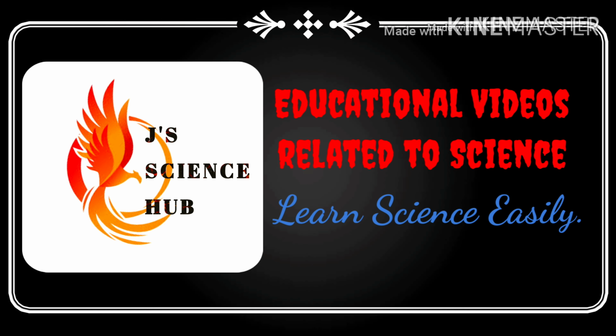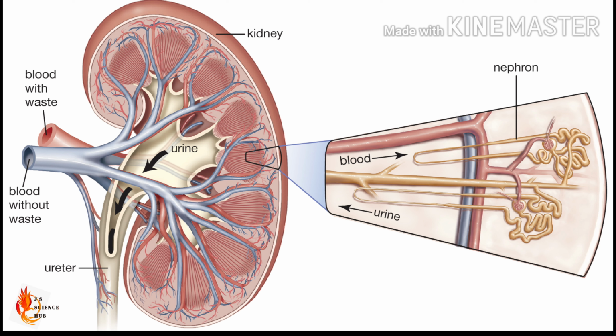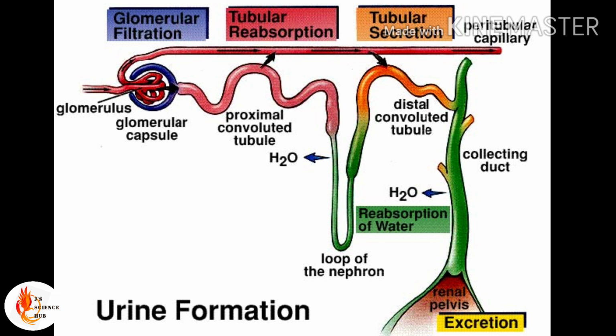Today we are going to study about the excretory system. In the previous video we discussed the basics of the excretory system. In this video we are going to discuss the structural and functional unit of the kidney, that is the nephron. Also we are going to study the process of urine formation. Okay, let's enter into the video.